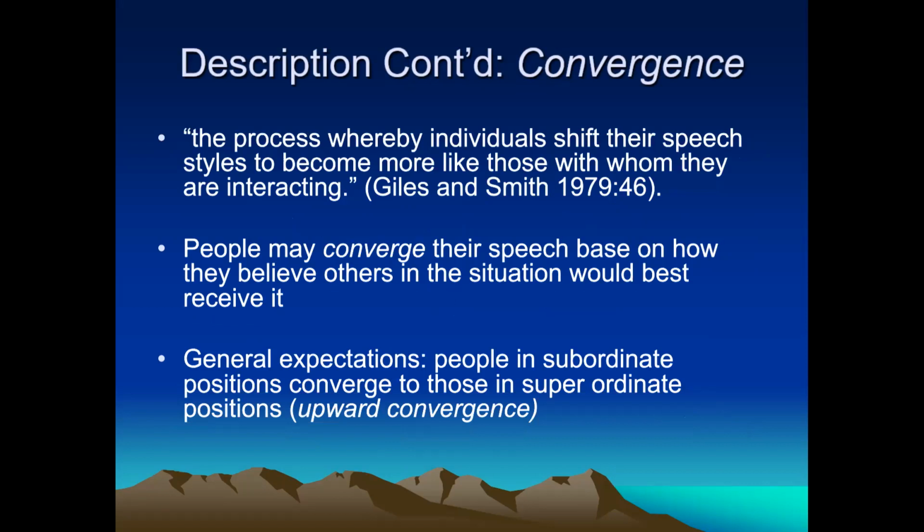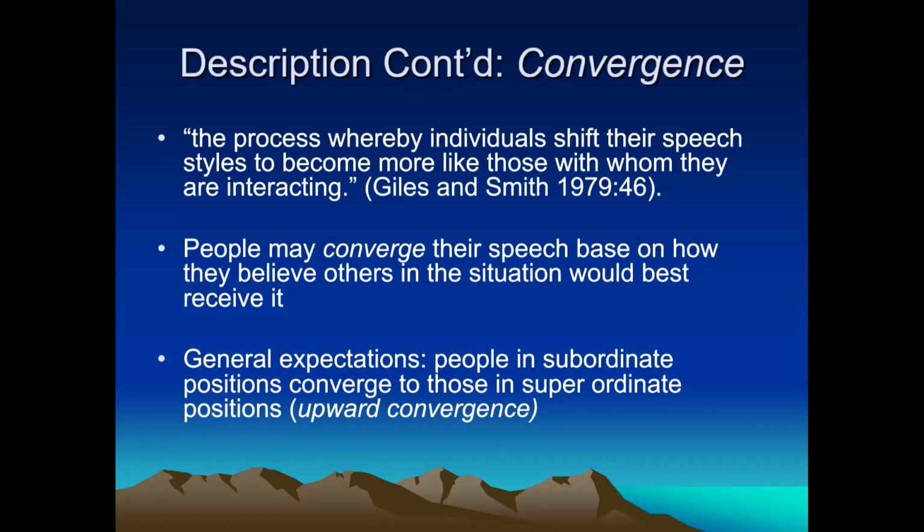The process, now the process of convergence, which is what we want to look at now. Convergence, the process whereby individuals shift their speech styles to become more like those with whom they are interacting. So when you adjust your speech pattern to sound more like the interlocutor, then this is known as convergence. So your speech is moving toward the speech of the other individual. All right. So people may converge their speech based on how they believe others in the situation would best receive it. And this explains why there is so much twanging, all right, or pseudo-American accents within the tourism industry, right? And I think I mentioned that when I spoke about the acts of identity theory.